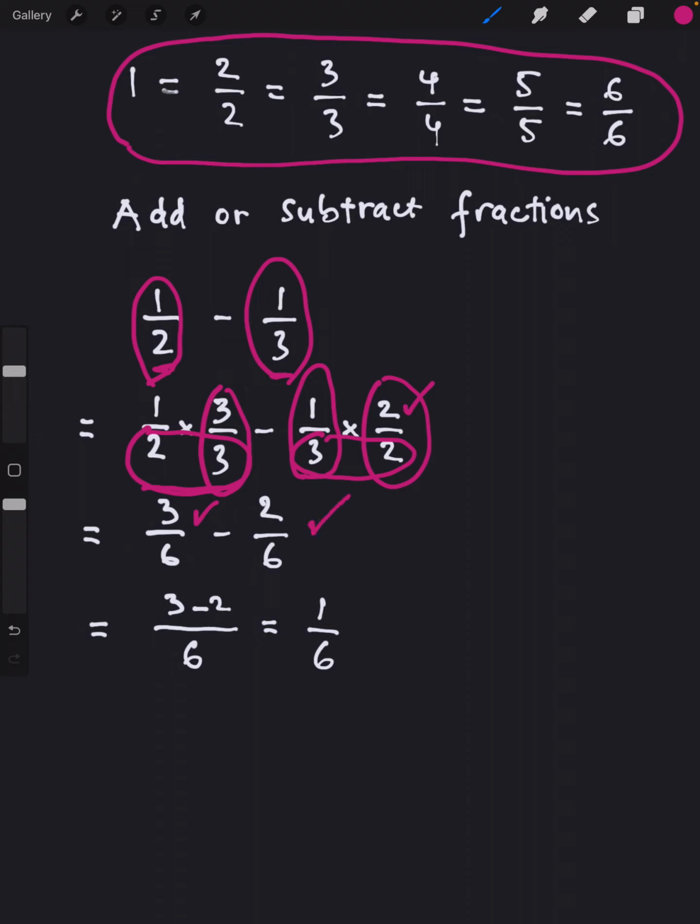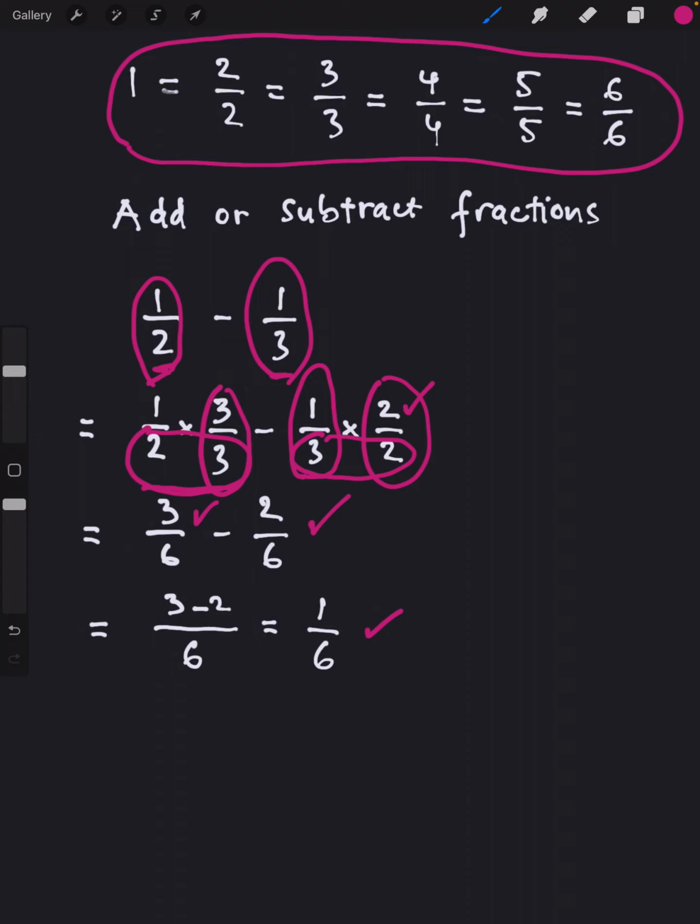Now we have the two fractions with the same denominator. Then we can do the math. On the top we have 3 take away 2, and on the bottom is 6. So the answer will be 1 over 6. That's one of the very basic things that we need when we add or subtract fractions with different denominators.